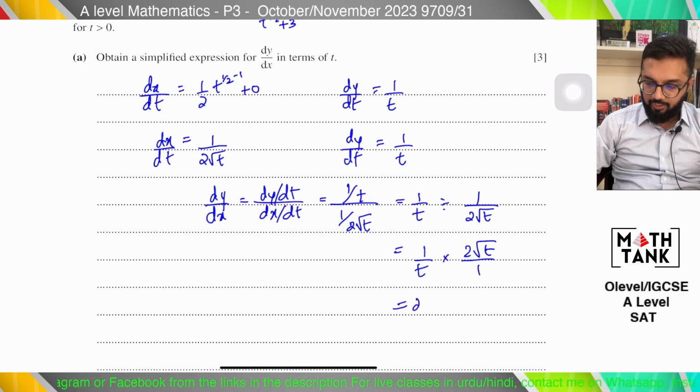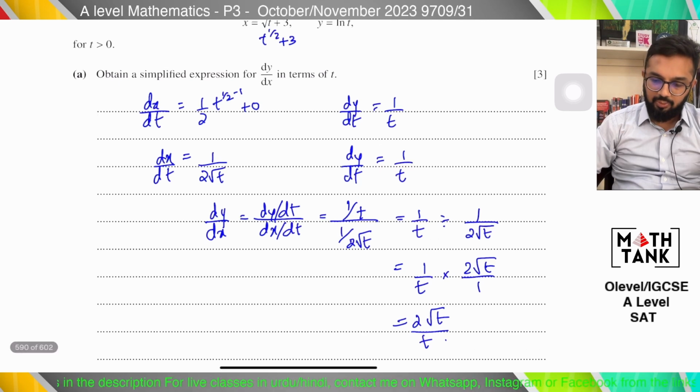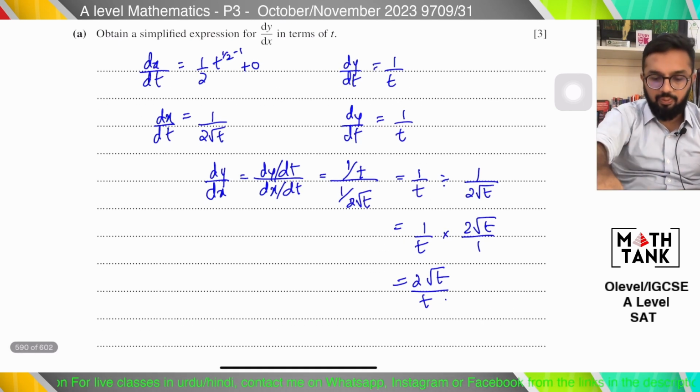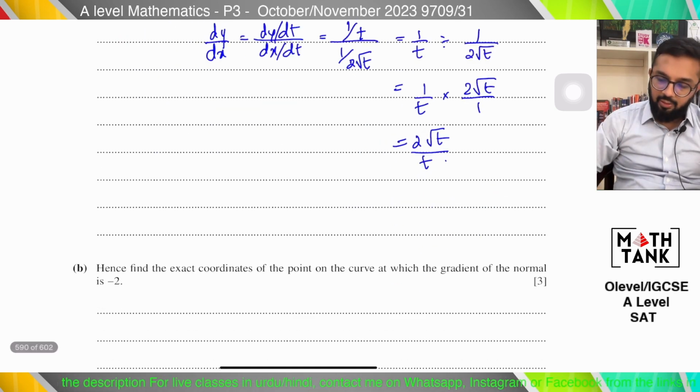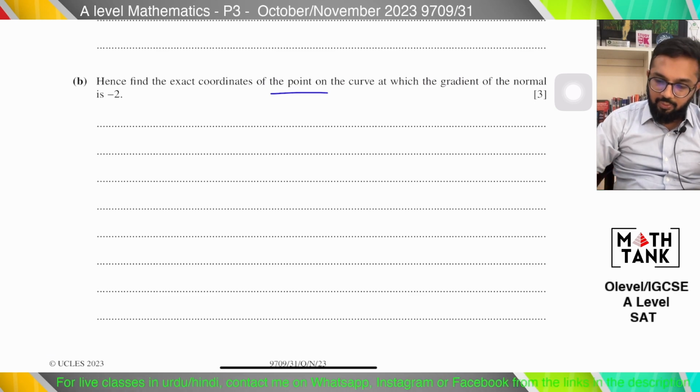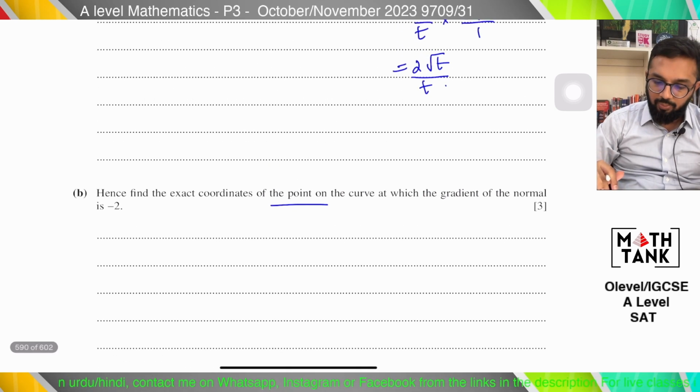So that's 2 root t over t, or t power half in the denominator, whichever works. It is a simplified expression, so I think that's simplified enough. I can have another equivalent as well, but that's the final answer. Then it says, hence find the exact coordinates of the point at which the gradient of the normal is -2.